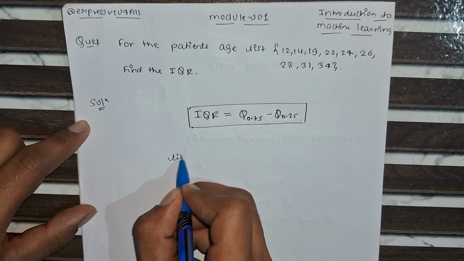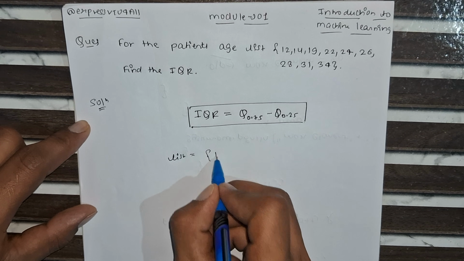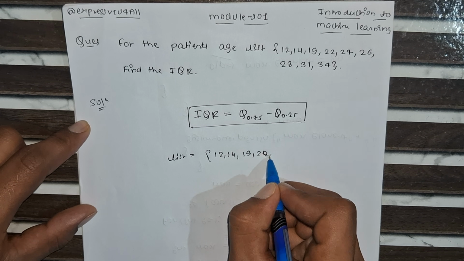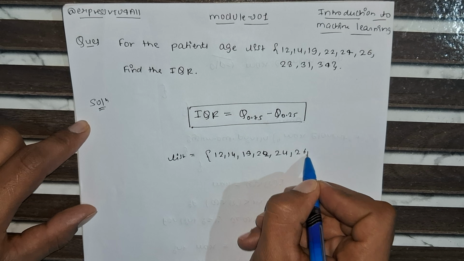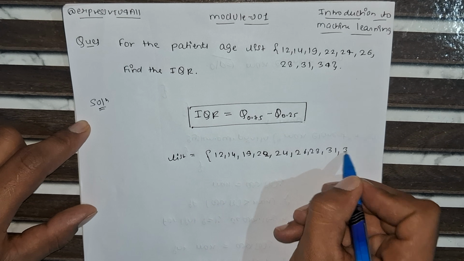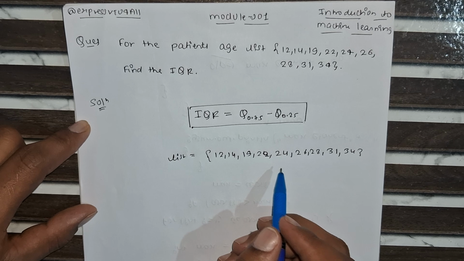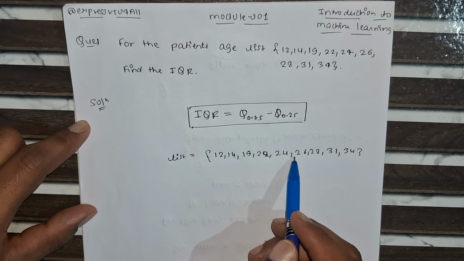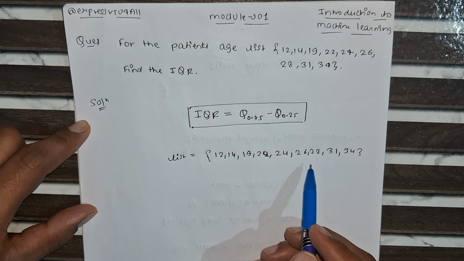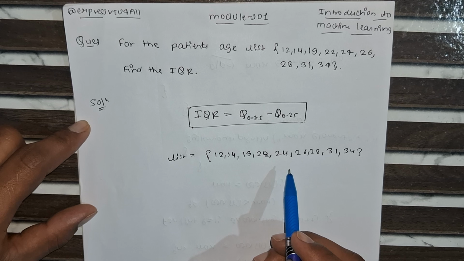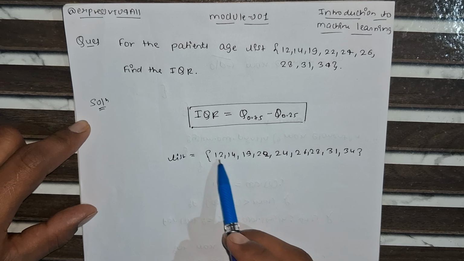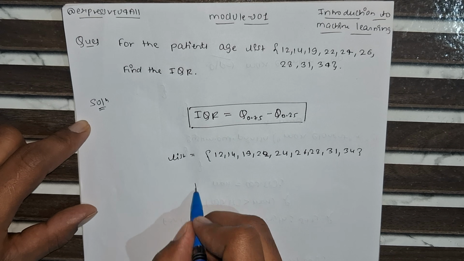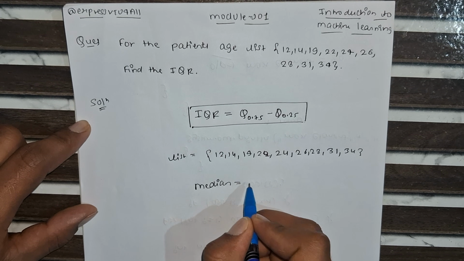So firstly we write the list which is given here. List equals 12, 14, 19, 22, 24, 26, 28, 31 and 34. So this is the list which is given here. What is our first step? To find the median. So 1, 2, 3, 4, 5, 6, 7, 8, 9. 9 elements are there in this given list. Median is nothing but the middle value. So 24 is the median. So our median equals 24.